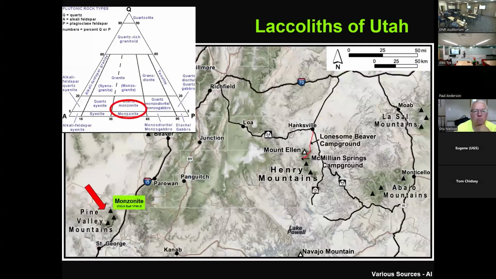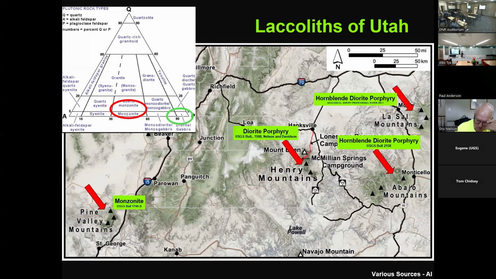If you look at the composition of these laccoliths, the Pine Valley Mountains are a monzonite or quartz monzonite. My Boston almost came out there. And the rest of them are diorite porphyries primarily.